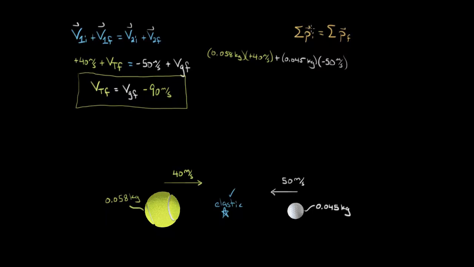Momentum is also a vector. So if these velocities are ever negative, you've got to plug them in with their negative sign. And that initial momentum should equal the final momentum.